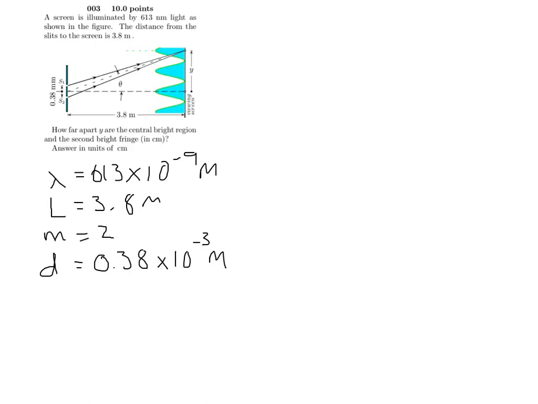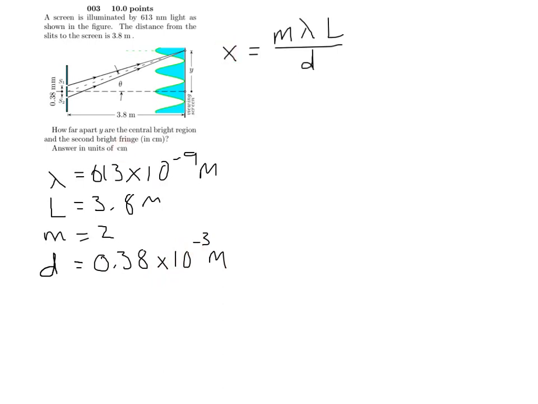The equation I'm going to use is x equals m lambda L over d. So this should be pretty straightforward to plug in. m of 2 for the second bright fringe, the lambda is the wavelength, the L being the distance, and then d, which is 0.38 times 10 to the minus 3. When you do that, you will get an x in meters.